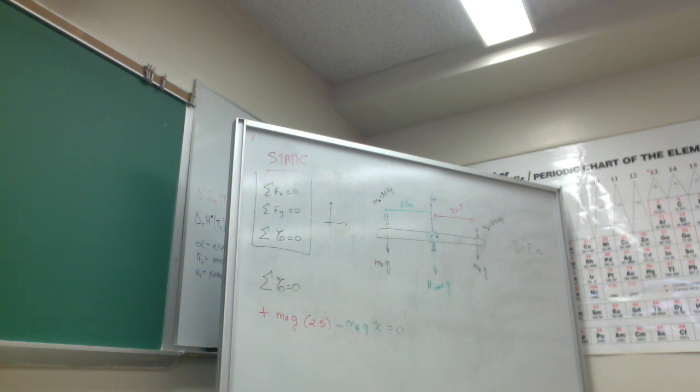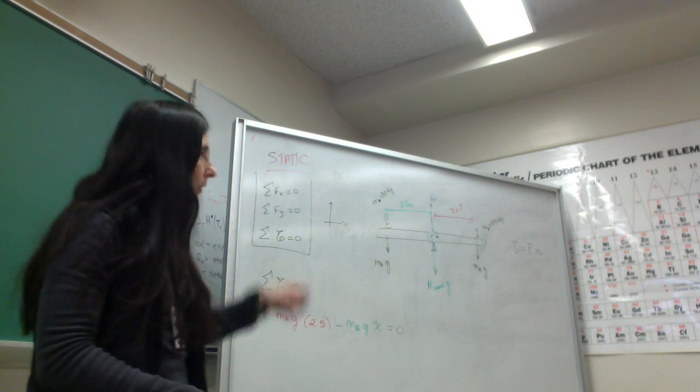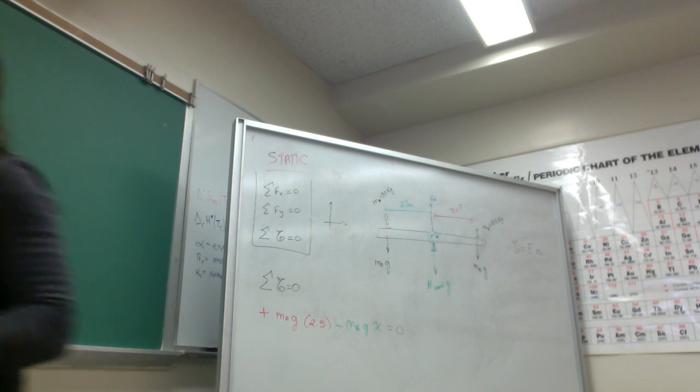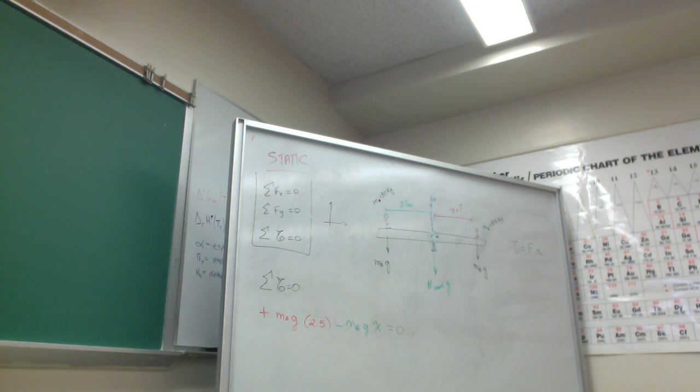Why is the girl's torque negative? Because she's trying to move it clockwise. Okay. If we set x as this way, then y is at negative 2.5.